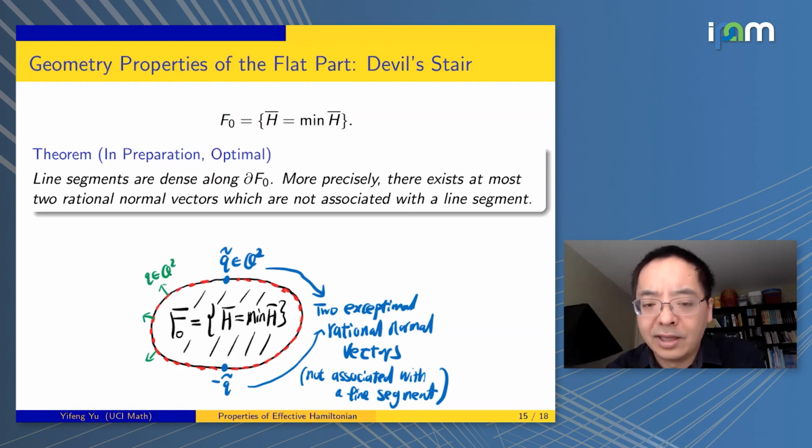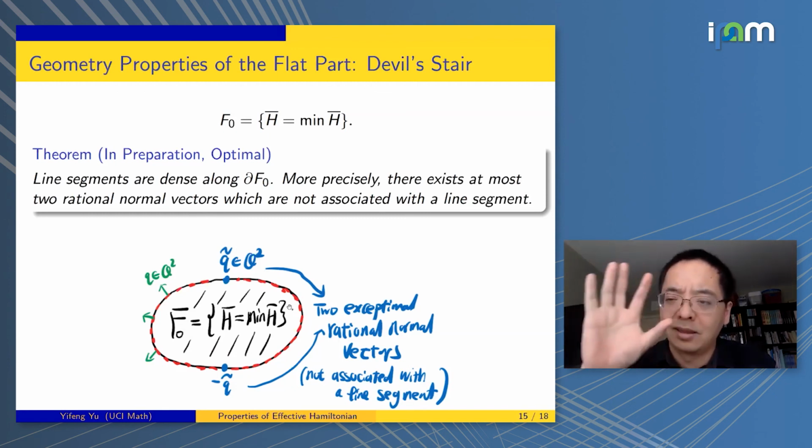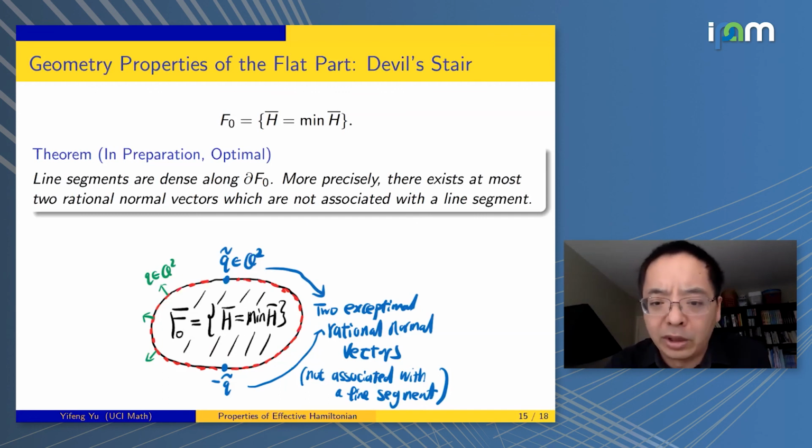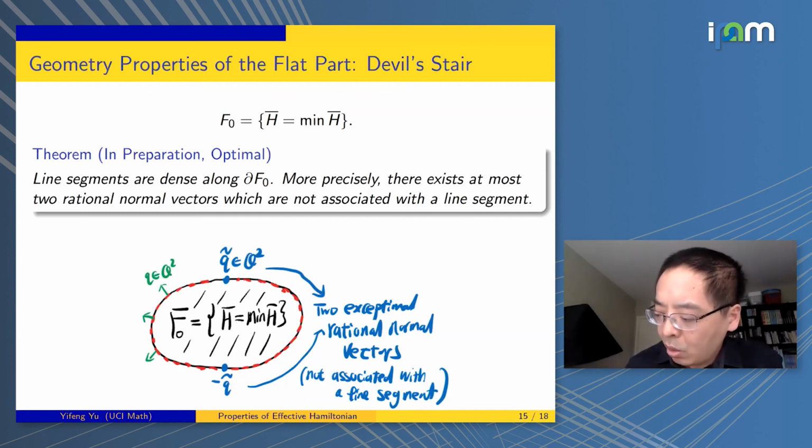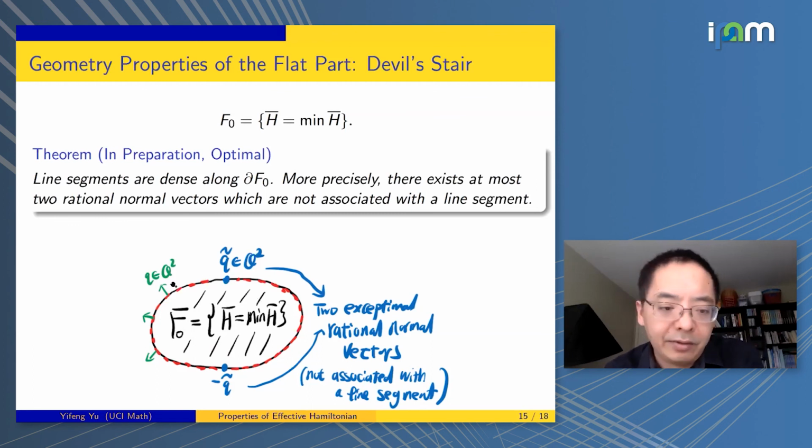But the more typical case is a devil's staircase, where you have a dense distribution of flat pieces along the boundary, and there's no way you can draw it. More precisely, what we showed is that for every rational normal vector along the boundary, except at most two, it is always associated with a line segment. So that's dense. If you just look at the Infomax formula or the cell problem, there's no way you can guess that the boundary looks like that, such a crazy boundary.